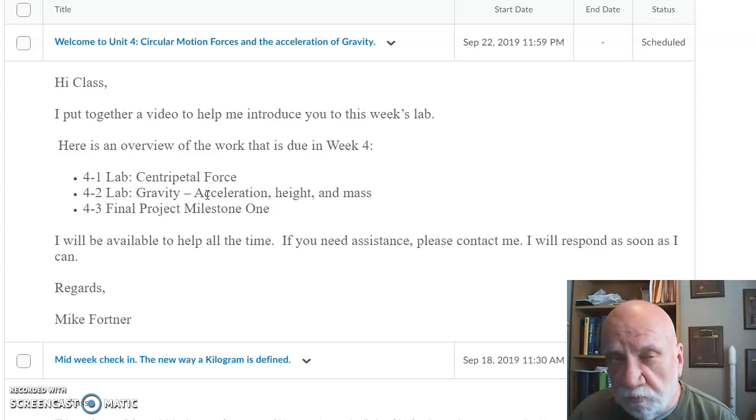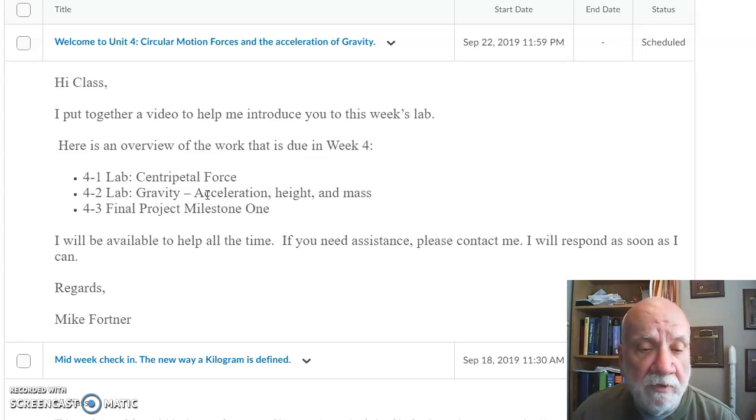We had this problem occur in the Unit 2 lab, I believe it was, where you were mixing up the idea that acceleration of gravity is independent of mass. And this one should help you understand that better. If not, please contact me so we can go over it. I may put something special about that this week as well, because that's fundamental.